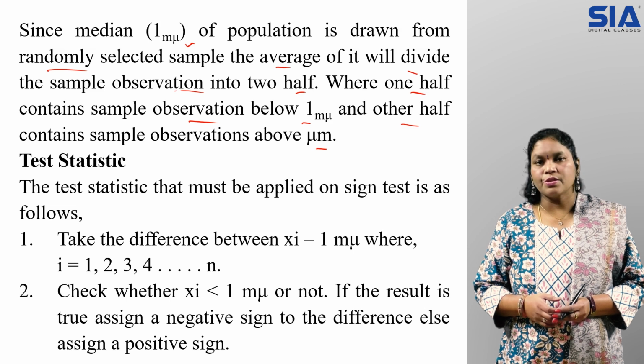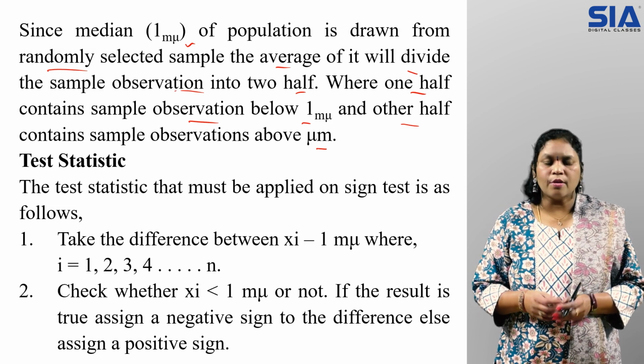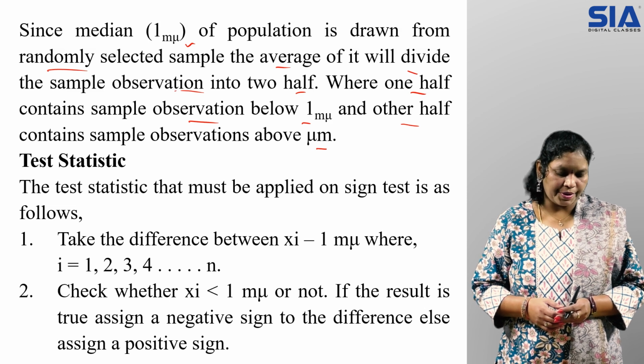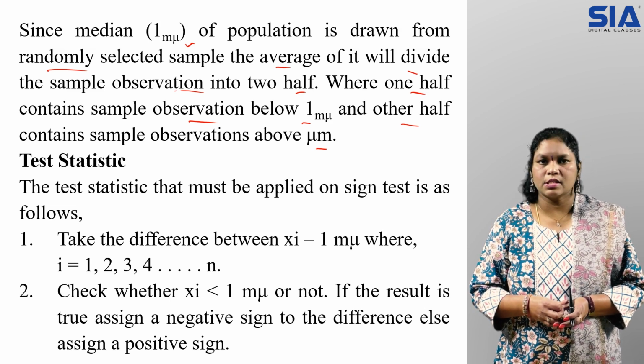So that's what they specified accordingly with some symbols and all. So that is how the data is divided, as we specified here. Then let us check it out: after getting the values, how the test statistic will go on.